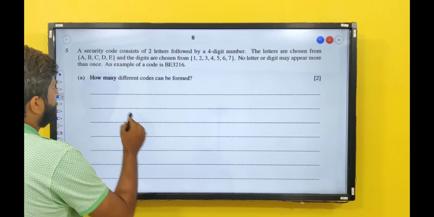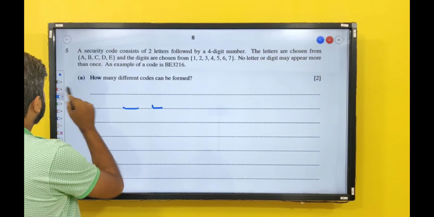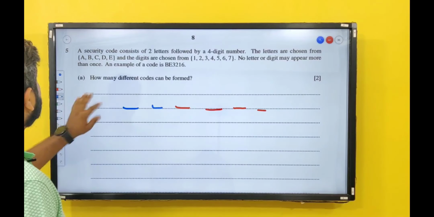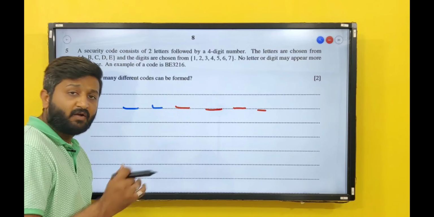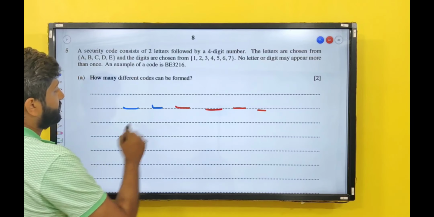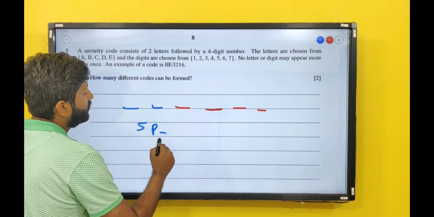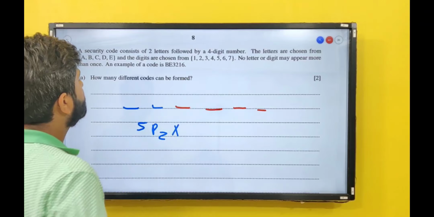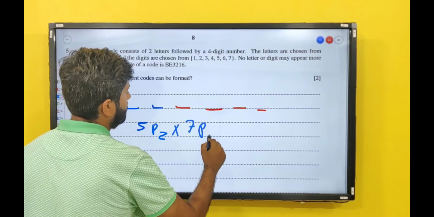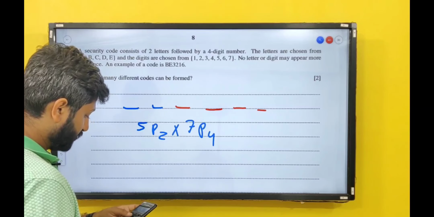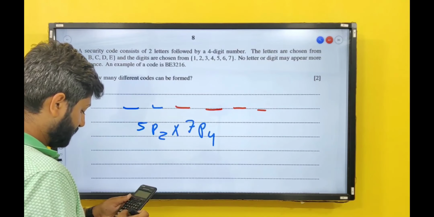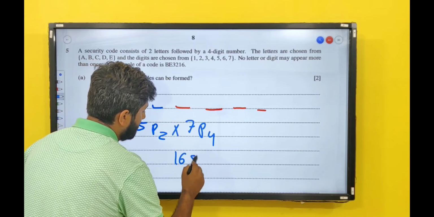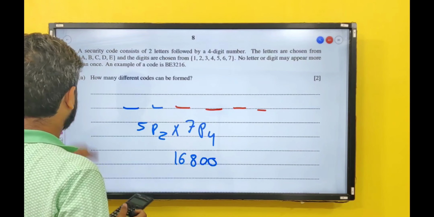Okay, so what do we have? We have first, which are 2 letters followed by 4-digit numbers, right? Now how many letters do we have? We have 5 letters. And out of that 5, how many are we supposed to select? We are only supposed to select 2. So 5p2 into. For digits we have 7 digits. And how many are we supposed to select? 4. So into 7p4. So 5p2 into 7p4. That is 16800. Right? Next question.